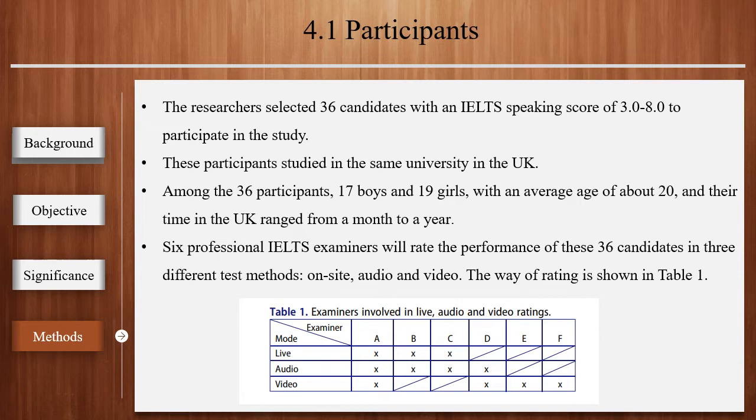In this study, the researchers selected 33 candidates with IELTS speaking scores of 3 points to 8 points to participate in this study. These participants studied in the same university in the UK. Among the 33 participants, 17 boys and 19 girls with an average age of about 20, and their time in the UK ranged from a month to a year.